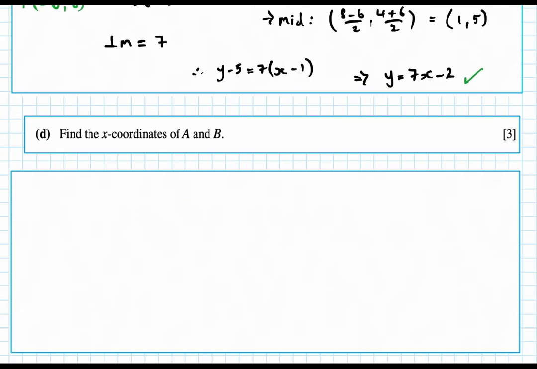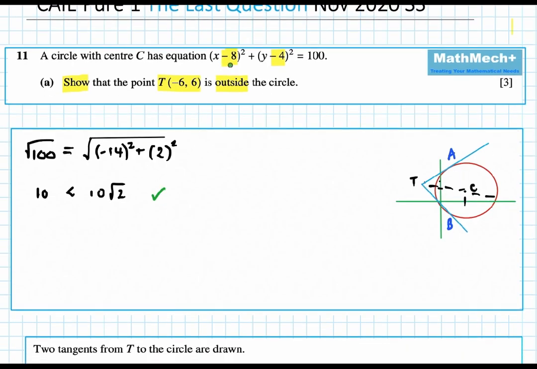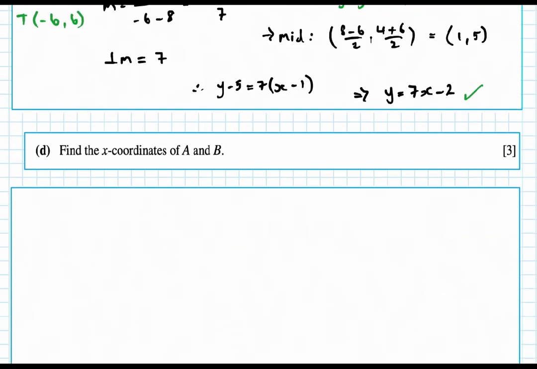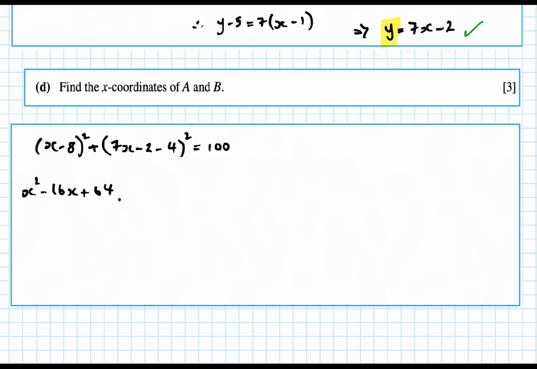Part D is a very common question. It's not common that it's the last question in this topic, but this last part is finding the x-coordinates of what we were given. So we have to substitute it back into our circle equation. So x minus 8 squared plus, replace the y. As I put in yellow there, highlighted, y is 7x minus 2. And from there, break it down and simplify.